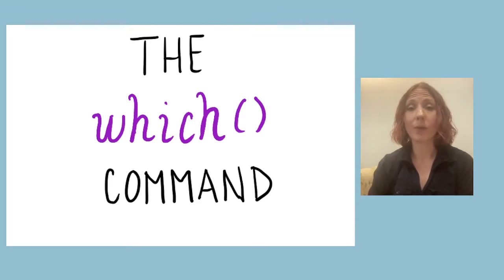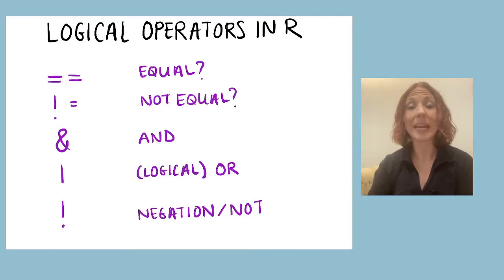The which command will tell us what are the locations of all of the variables within our object that take on those particular qualities, and then we can figure out what those values are, and we can also apply functions to them afterwards. Now, in order to do this, we need just a quick review first of logical operators in R. Now in R, we're going to have a couple different kinds.